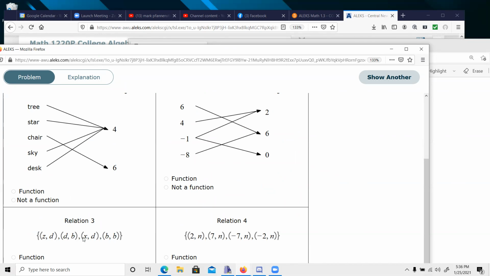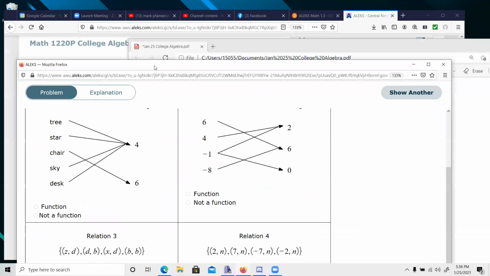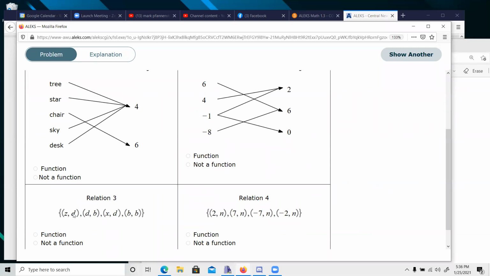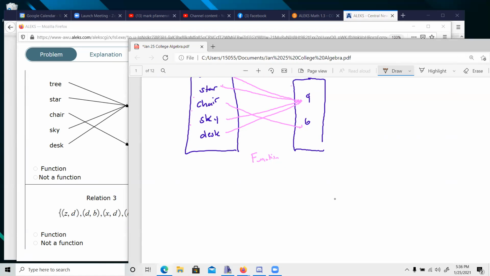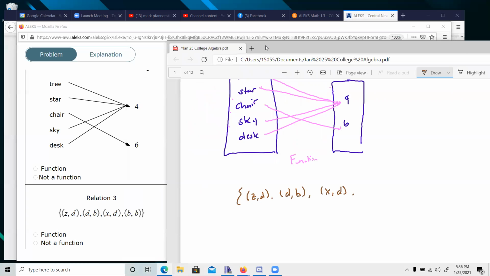So with the relationship here, right? Sometimes they hide it. They put it in set notation here. And what we're looking for here in this last one, we have Z and D, D and B, X and D. What else we got here? And we have B and B.